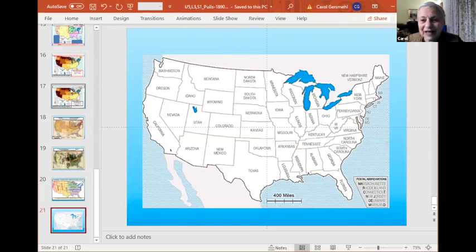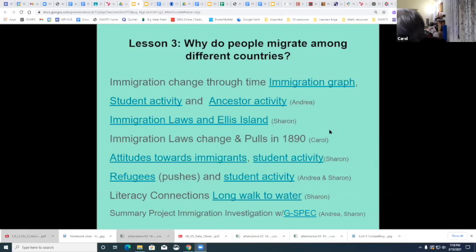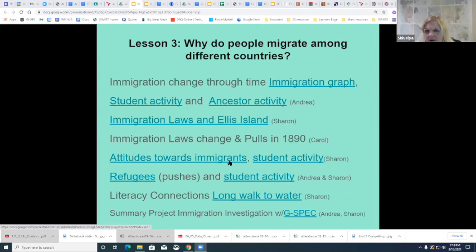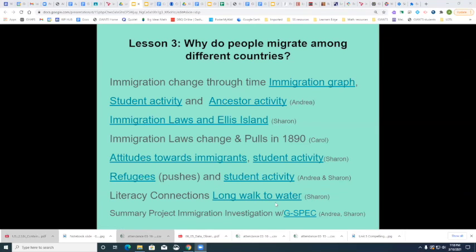I think we're getting short on time, so I'm going to stop sharing. I'll let Sharon and Andrea skip to whatever they think is most important. Well, we've got some other things like attitudes towards immigrants. Andrea, why don't you go to the last slide of the attitudes, or the last couple, and we'll just look at a couple of the quotes. Of the attitudes? Yeah.